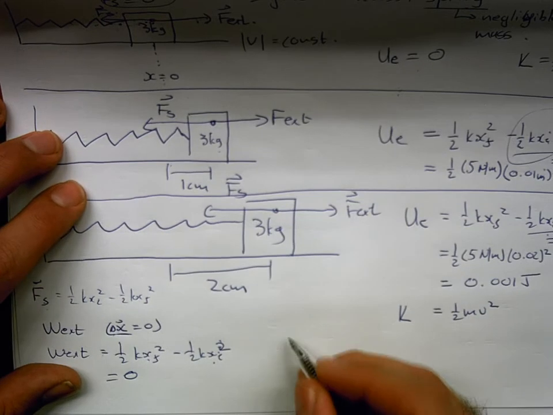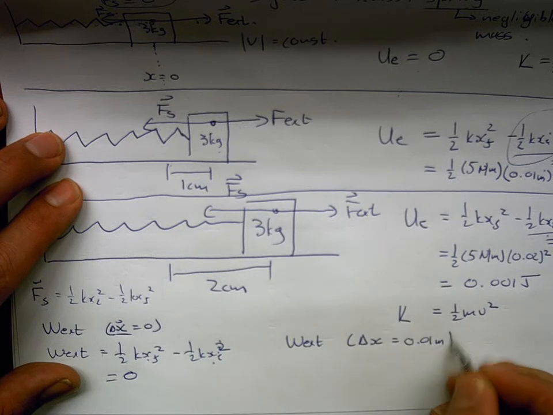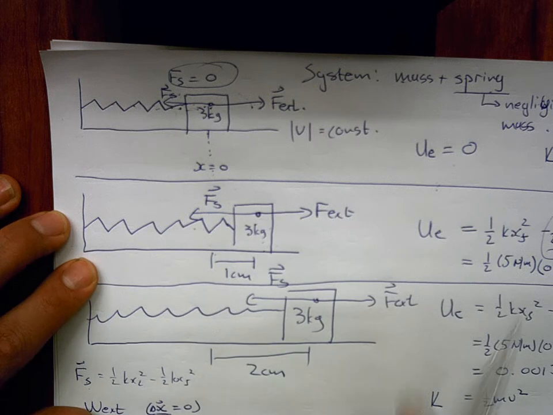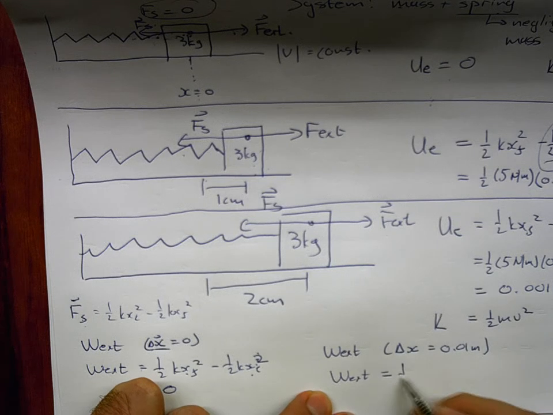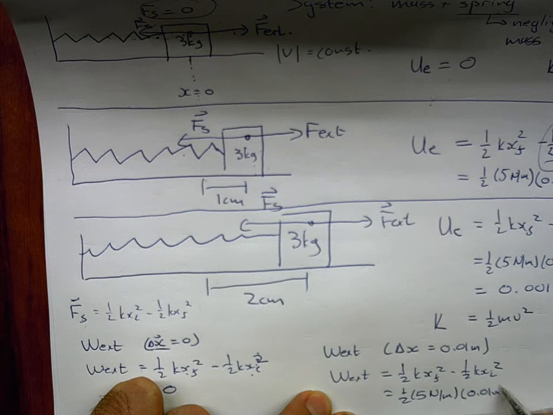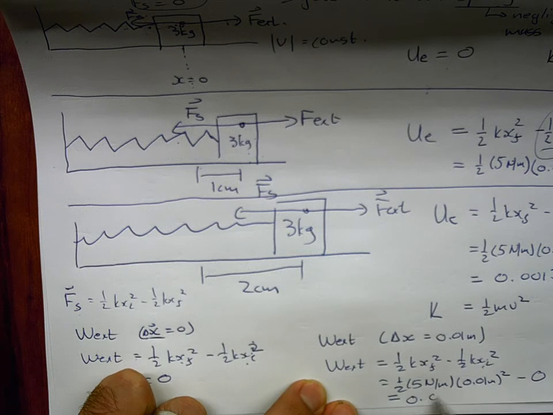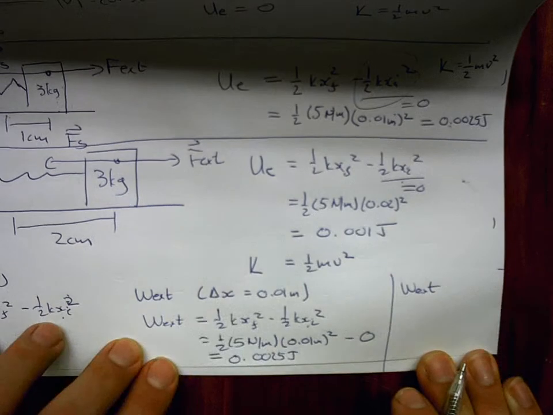Now if we look at the work done by the external force when we have a displacement equal to 0.01 meters. So this mass has now been displaced by 1 centimeter, which means work had to be done. How much work has been done? We've got the external force. The work it does is a half kx final squared minus a half kx initial squared. This is a half times 5 newtons per meter. The final position is 0.01 meters squared, and we started out from position x equals 0, and this is just equal to 0.0025 joules.